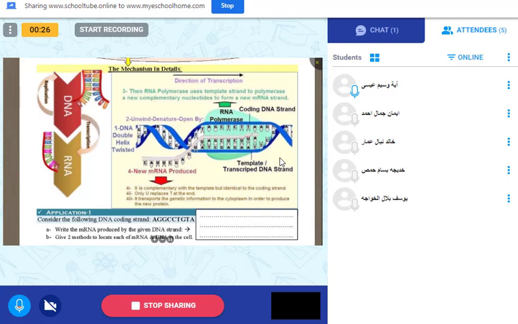Welcome. Others, now you understand what happens. So the template or transcribed DNA strand, I make the complementary of it, of messenger RNA, a copy. But this copy, I noticed that it is the same as the coding, but T is replaced by U. T is replaced by U. Clear, guys? Any question about it?